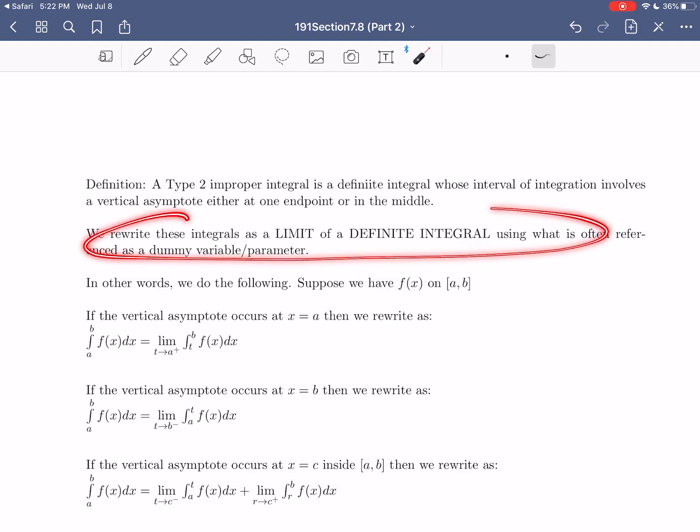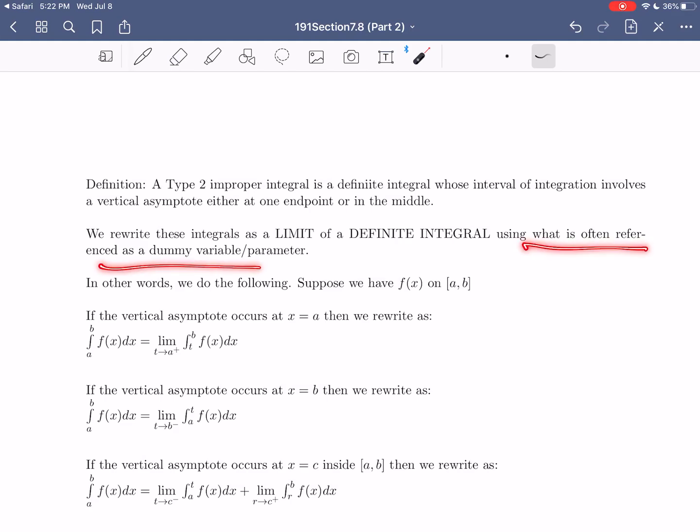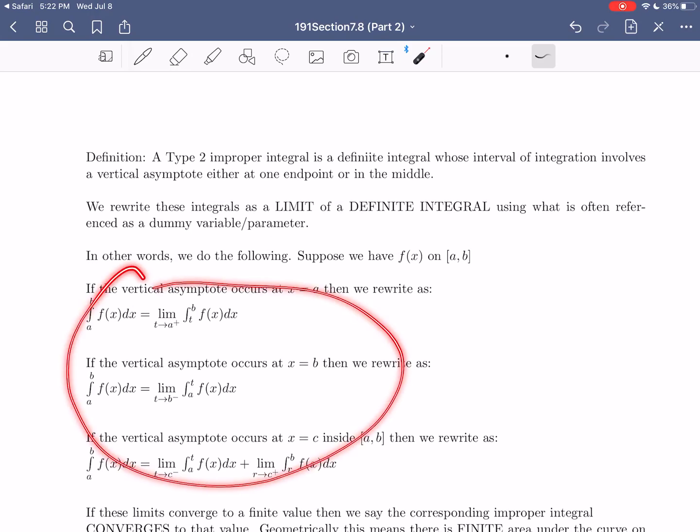So just like before, we rewrite these improper integrals as a limit of a definite integral. Every time we run into one of these, we're going to have to rewrite it as a limit of a definite integral. And once again, we're going to often use what is referred to as that dummy variable or that parameter. So we have 3 situations I'd like to mention here.